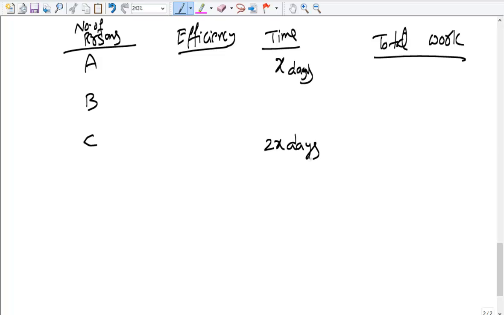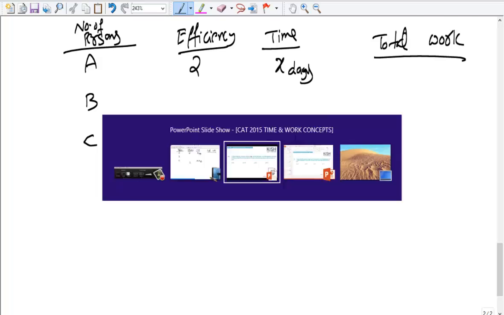And we know the relationship between efficiency and time. Efficiency is inversely proportional to time, or time is inversely proportional to efficiency. In such a case, we can say it is 2 to 1 ratio. It's not that it is exactly 2 units and exactly 1 unit. It could be 200 units, the capacity of A, and then 100 units is the capacity of C. We have simply written it in terms of a simple number, that is 2 and 1.